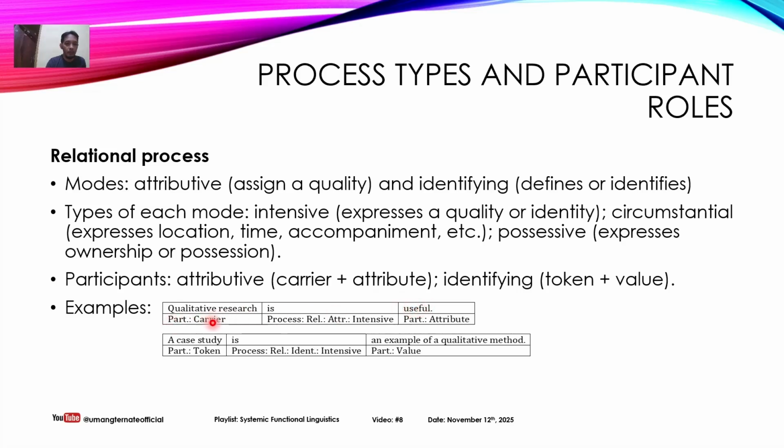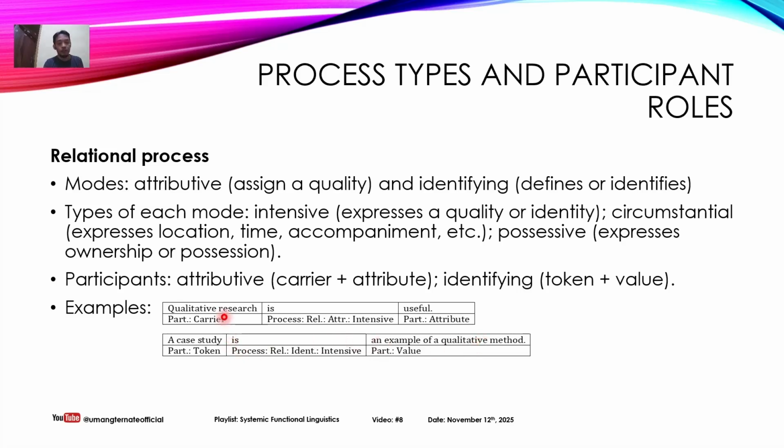Qualitative research is the carrier of the attribute, and useful is the attribute. And the relational process here is the verbal group is. Okay, and then the second one, a case study is an example of a qualitative method. Here, a case study is not a carrier but a token. Okay, and the value is an example of a qualitative method.